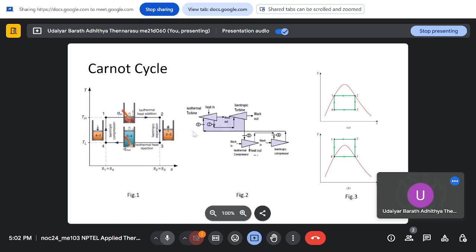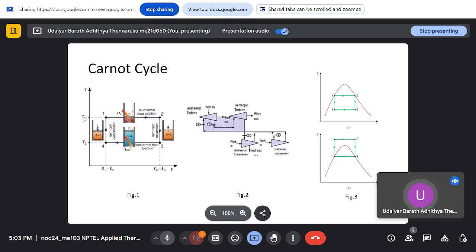So one of the ideal cycles which we use for comparison is the Carnot cycle. The Carnot cycle consists of 4 processes. We see it was an isothermal compression, and then you have isentropic compression, then isothermal heat addition or isothermal expansion, and then isentropic expansion. So these 4 processes are 2 isothermal and 2 isentropic processes.